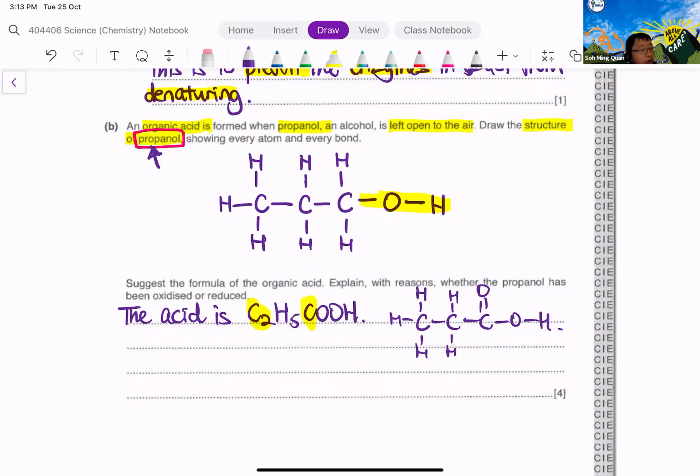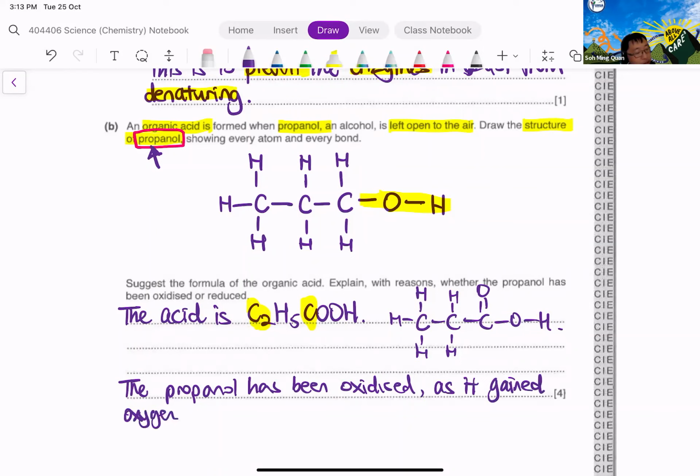So has the propanol been oxidized or reduced? Obviously, the propanol has been oxidized. The simplest way to explain this, of course, is using oxygen. Oxidation states are very hard for organic chem. For organic chem, don't use oxidation state. Use oxygen. So as again, oxygen atoms are added to form propanoic acid.